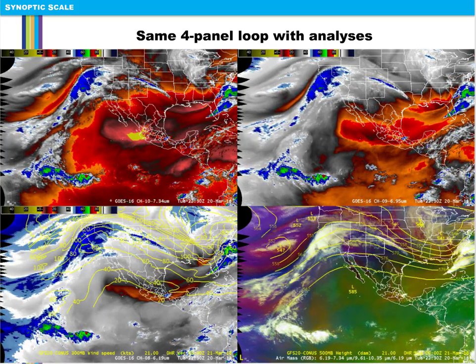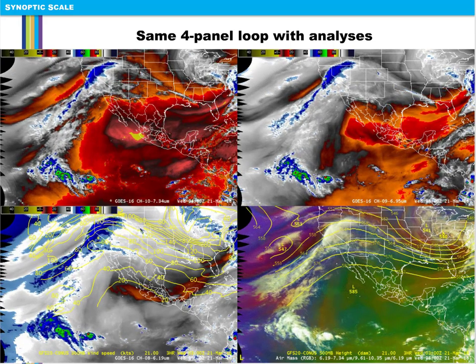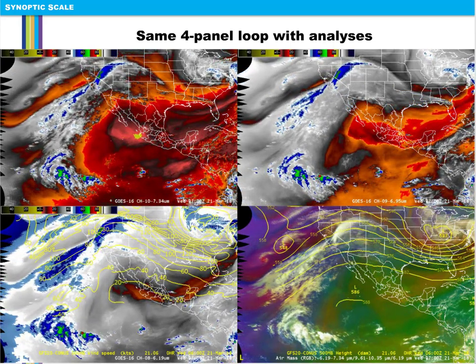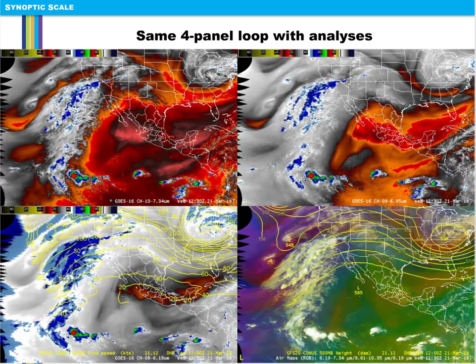The core of the strong jet in the Pacific overlays nicely with the warmer brightness temperatures in the 6.19 micron water vapor imagery, with the atmospheric river on the anticyclonic side of the jet.